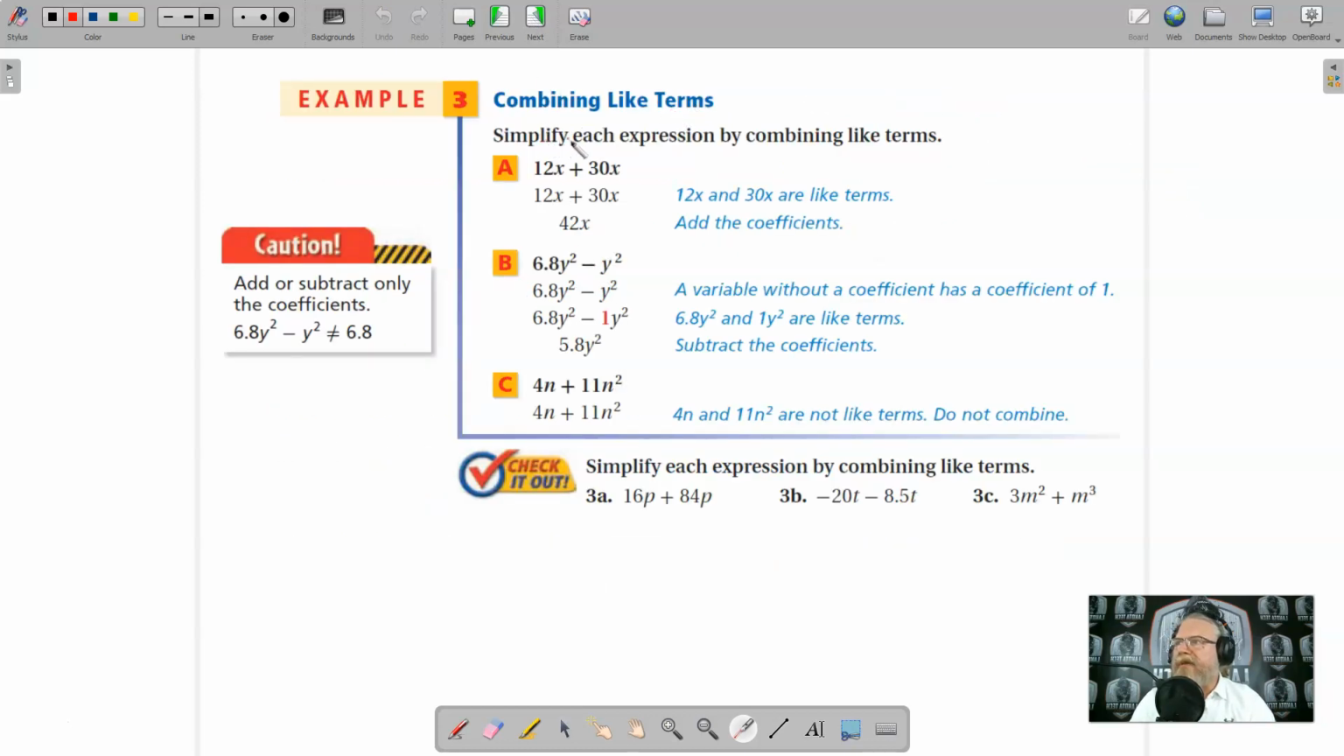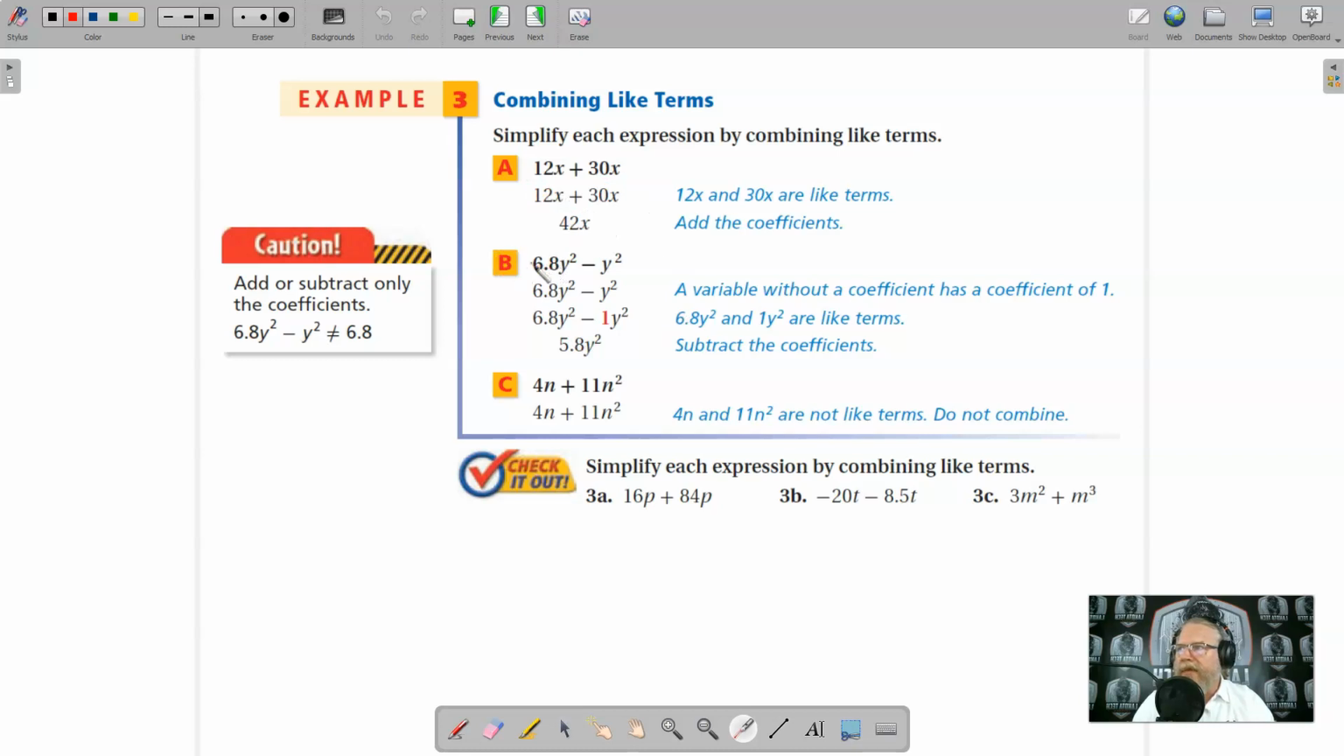Combining like terms, simplify each expression by combining like terms. So here we have 12x plus 30x. So I have 12 x's and 30 x's. Think of it this way, 12 elephants plus 30 elephants equals 42 elephants. So we can go ahead and combine those together because they are indeed like terms. They're both the variable x. Their exponent is the value of 1, even though we don't see it. X is the same as x to the first. So they are indeed like terms, so we can combine 12 plus 30 to get 42.